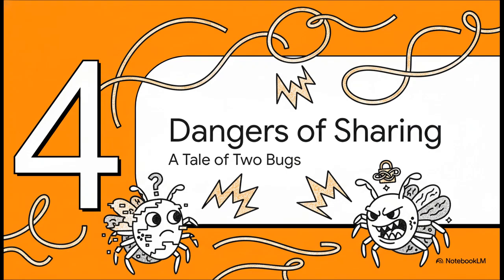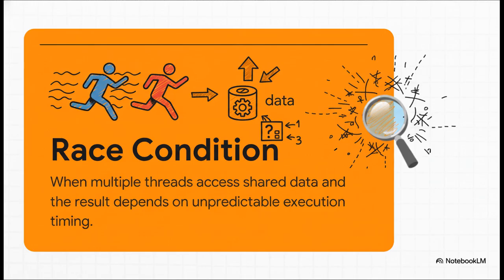When you have multiple threads all trying to read and write to the same piece of data at the same time without any kind of coordination, you can run into two classic nightmare bugs. First up is the infamous race condition. This happens when your final result depends entirely on which thread wins the race to get to the data first. Imagine two threads are both trying to increase a counter, let's say, count plus plus, at the exact same time. You'd expect the number to go up by 2, right?